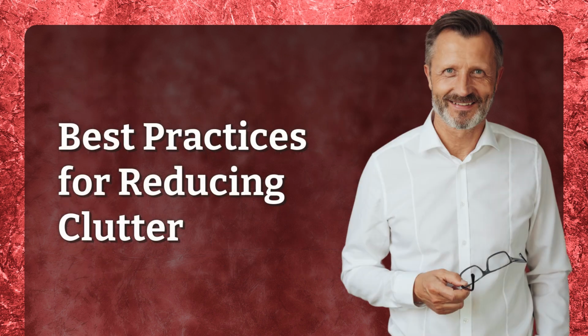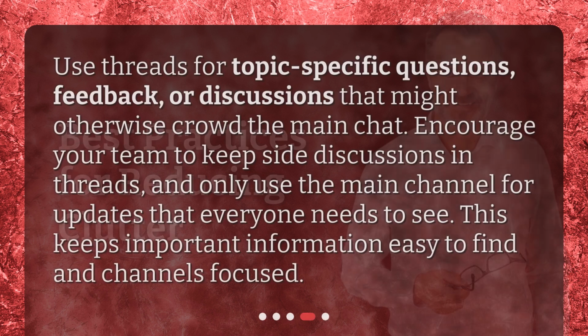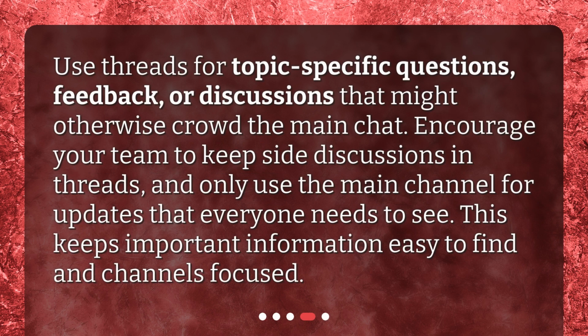Best practices for reducing clutter. Use threads for topic-specific questions, feedback, or discussions that might otherwise crowd the main chat. Encourage your team to keep side discussions in threads and only use the main channel for updates that everyone needs to see. This keeps important information easy to find and channels focused.